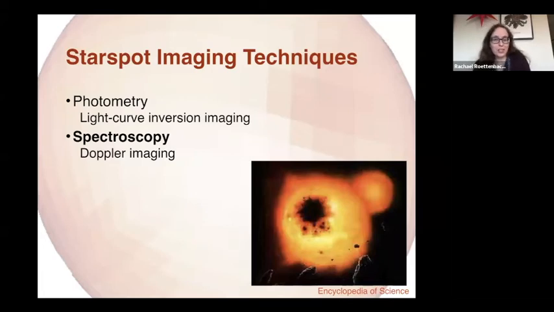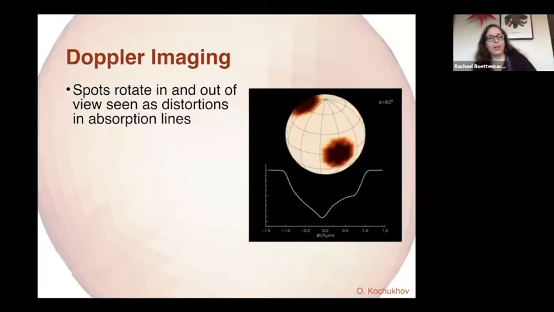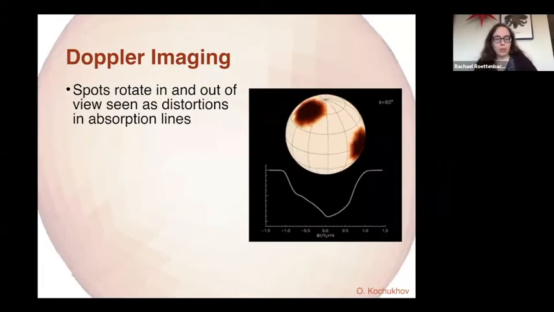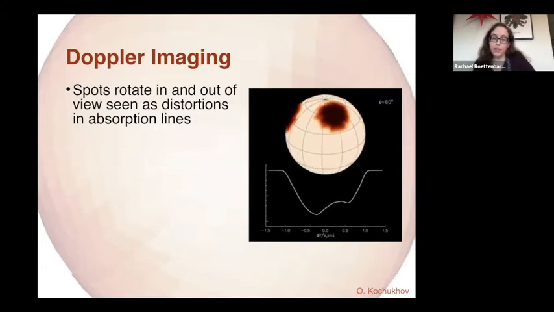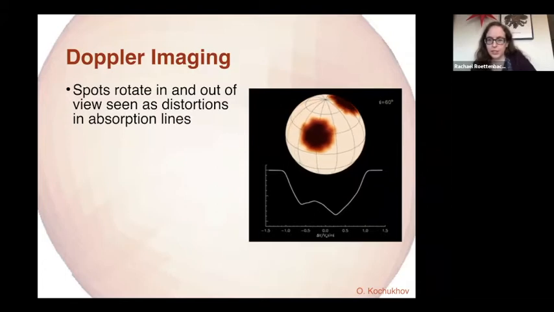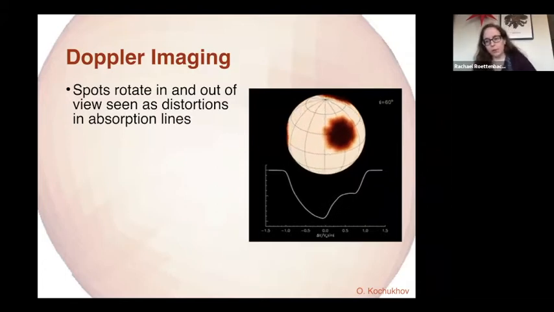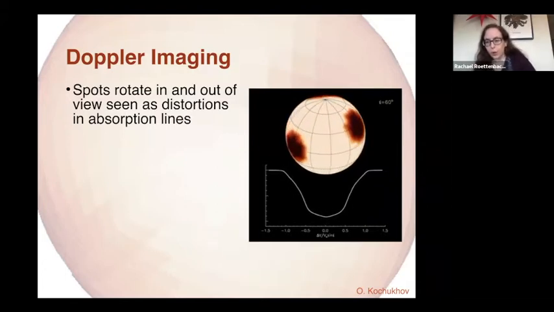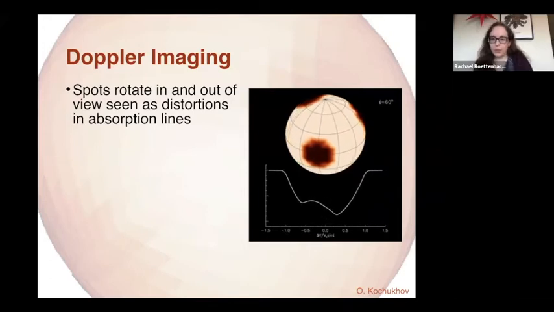So another technique that I use is Doppler imaging. And so this makes an image from watching the spots rotate in and out of view and how they affect the absorption line. So in this little video here, you can see the spots are rotating and you can see the bump going through the absorption line is rotating with the spot.